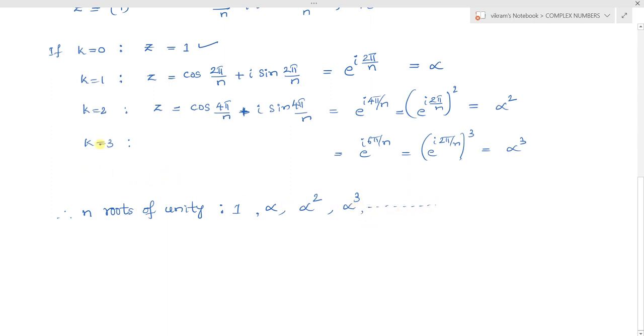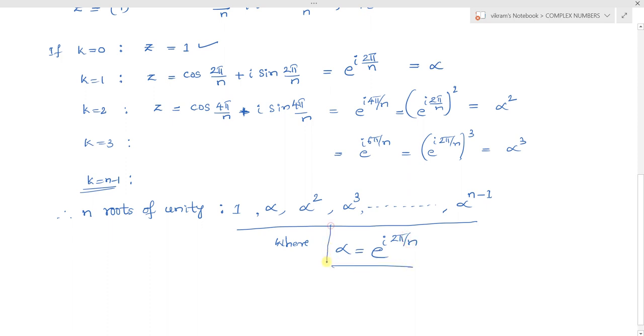The k values have to be taken from 0 to n minus 1. That means finally the last root is alpha power n minus 1. The nth root of unity has n roots, given by 1, alpha, alpha square, alpha cube, alpha power 4, alpha power 5, alpha power 6, and so on up to alpha power n minus 1, where alpha equals e power i times 2 pi by n. These are the n roots of unity. So this is the way of finding the n roots of unity.